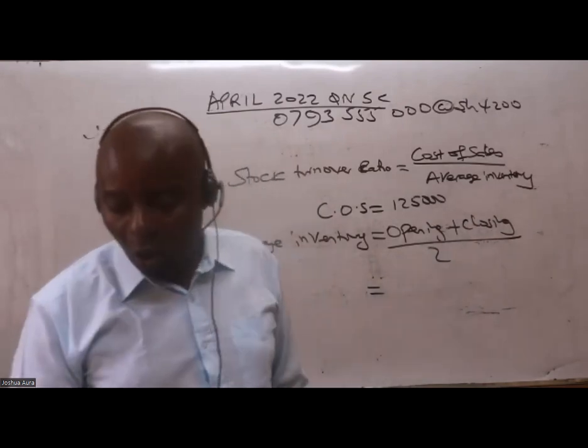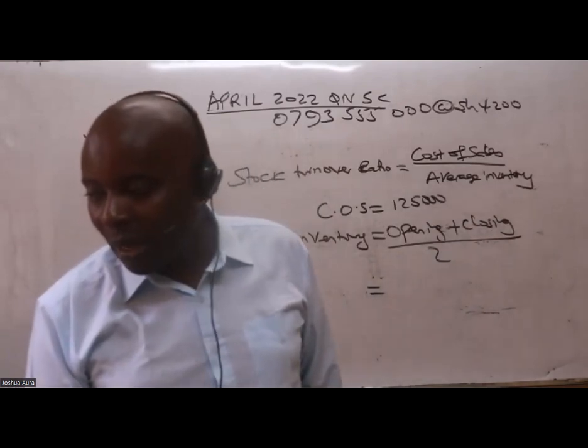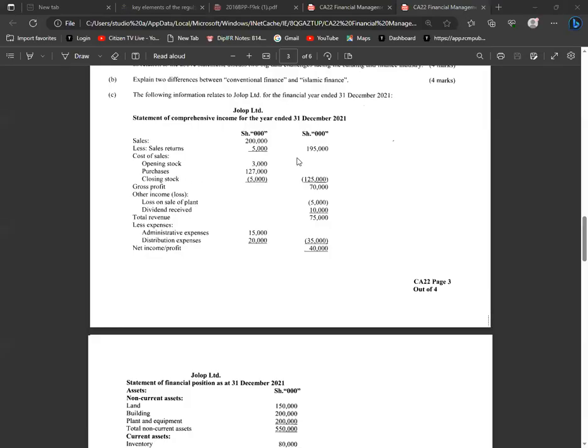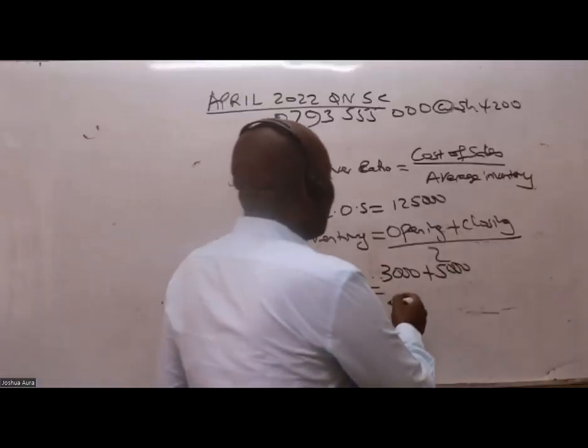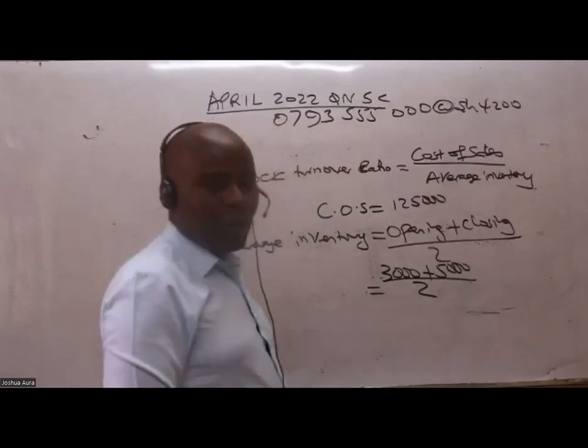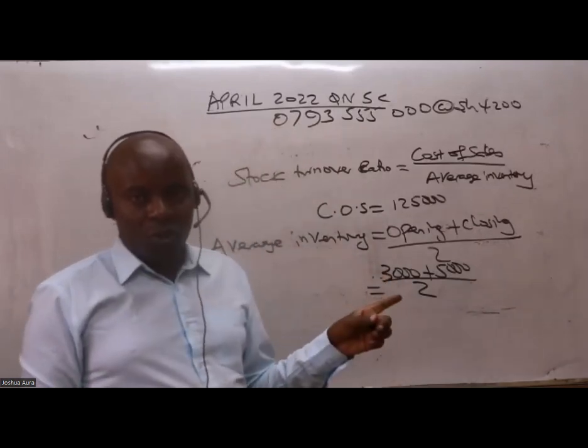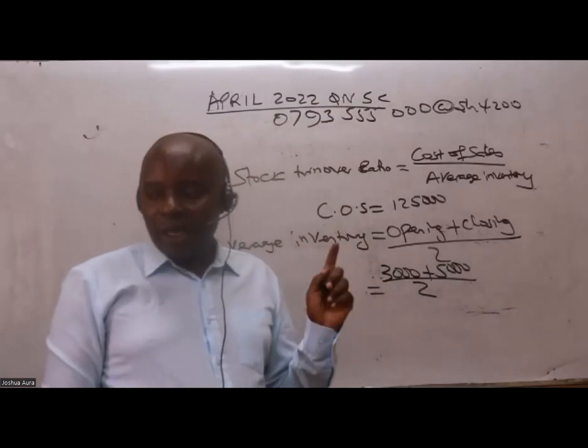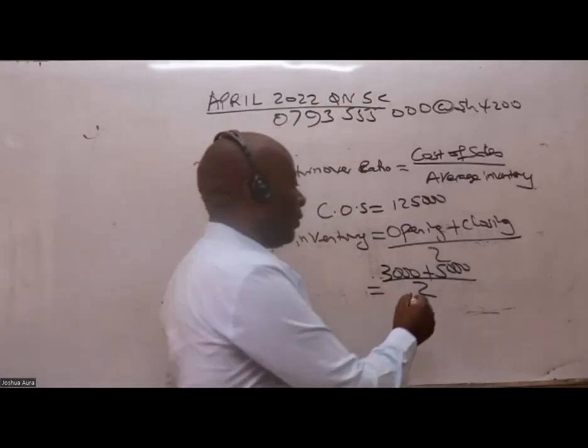So the opening stock, if you remember, in our income statement is 3,000. So I will take 3,000 plus closing, which is 5,000, still in this income statement. Whatever I get, I will divide by 2. So 3,000 plus 5,000 gives me 8,000, and 8,000 divided by 2 gives me 4,000.